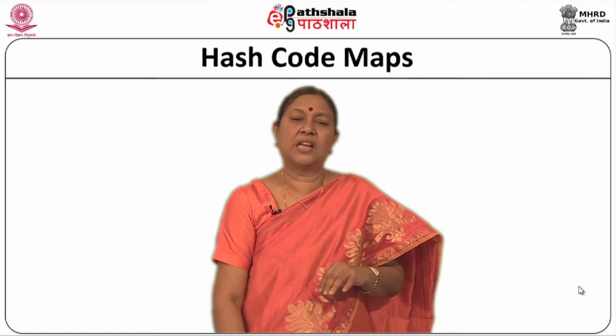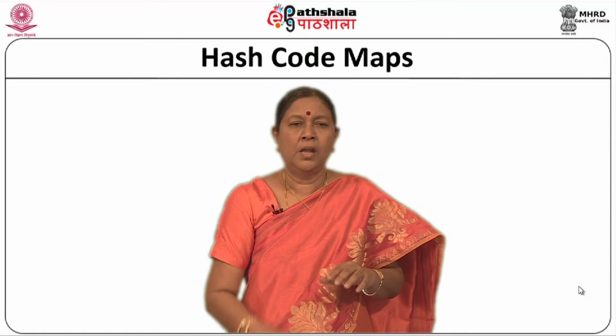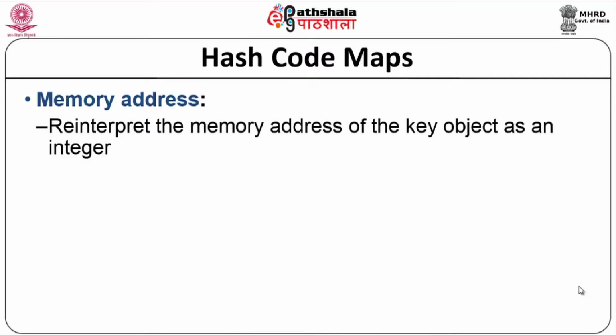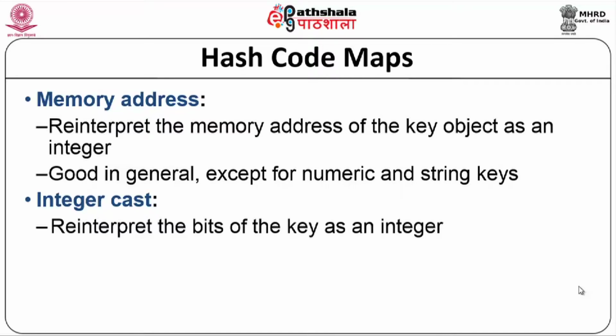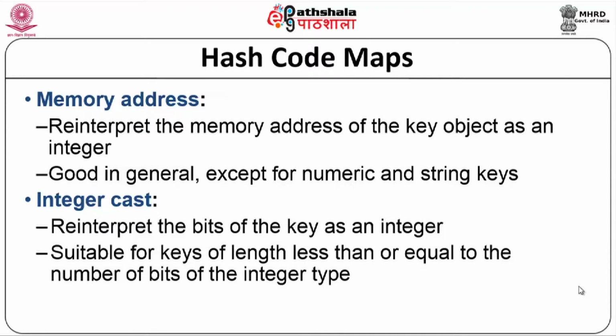Let us first talk about hash code maps. One way is to reinterpret the memory address of the key object as an integer. That is good in general except for numeric and string keys. Another way of generating the hash code is an integer cast. What do you do here? Reinterpret the bits of the key as an integer. You have bits there, and those bits you can interpret as an integer. It is suitable for keys that are of length equal to or less than the integer type.